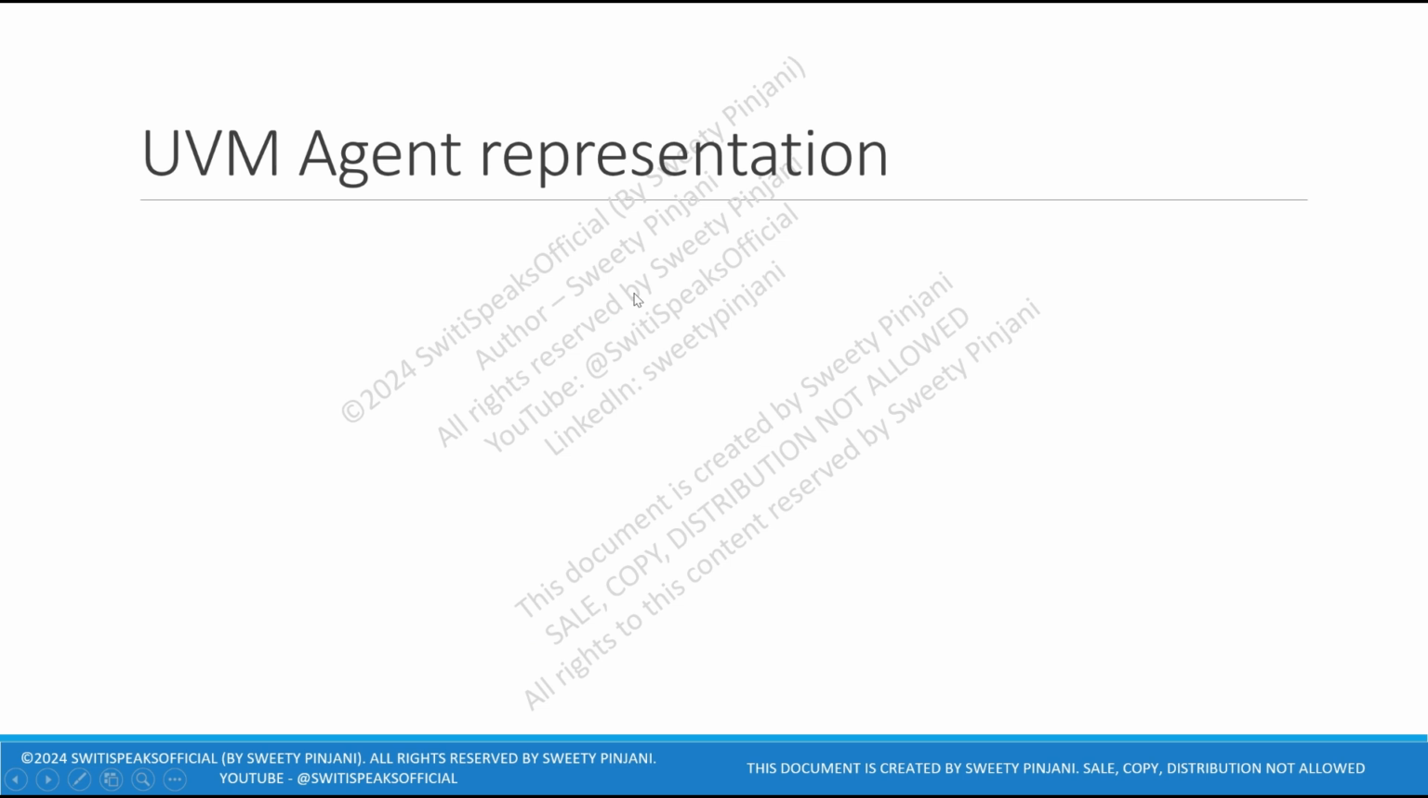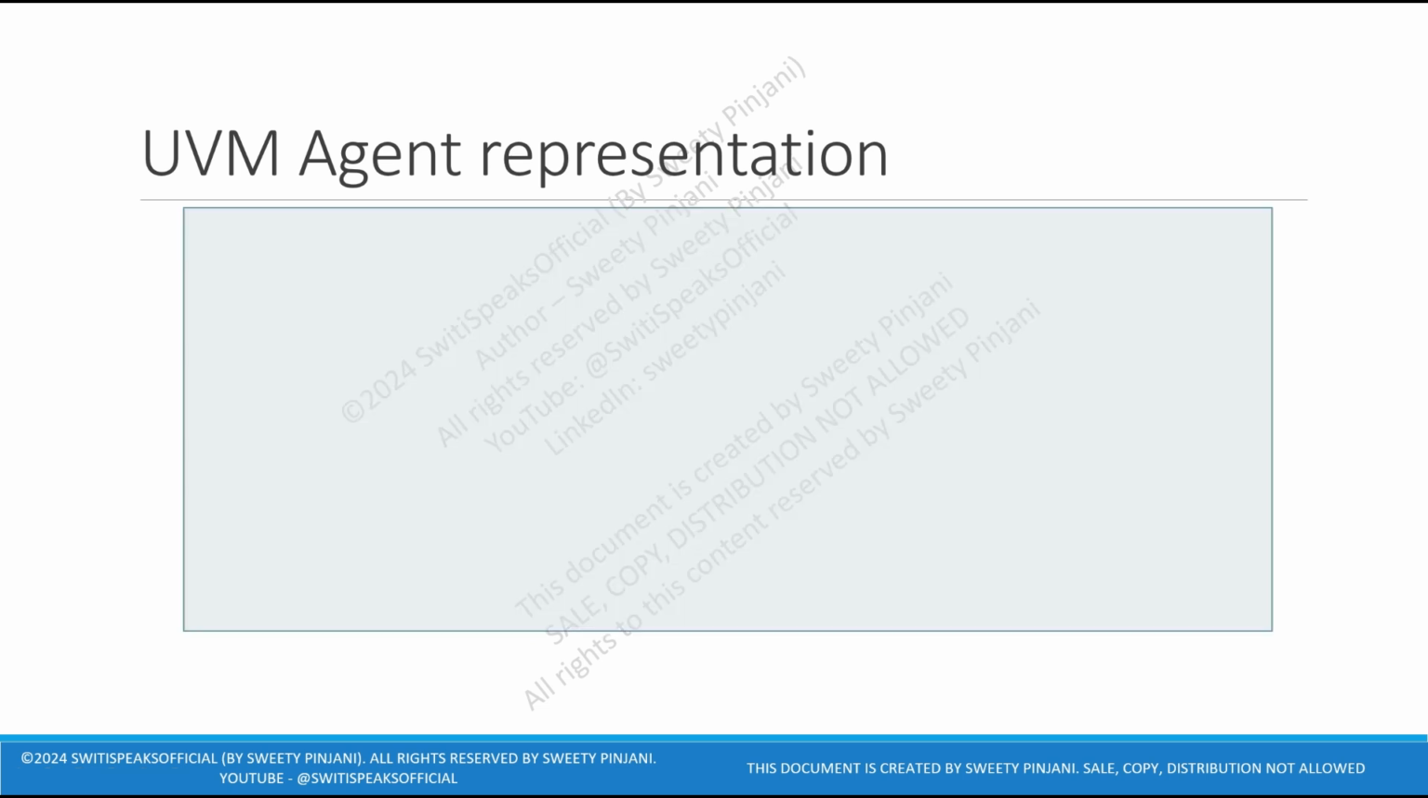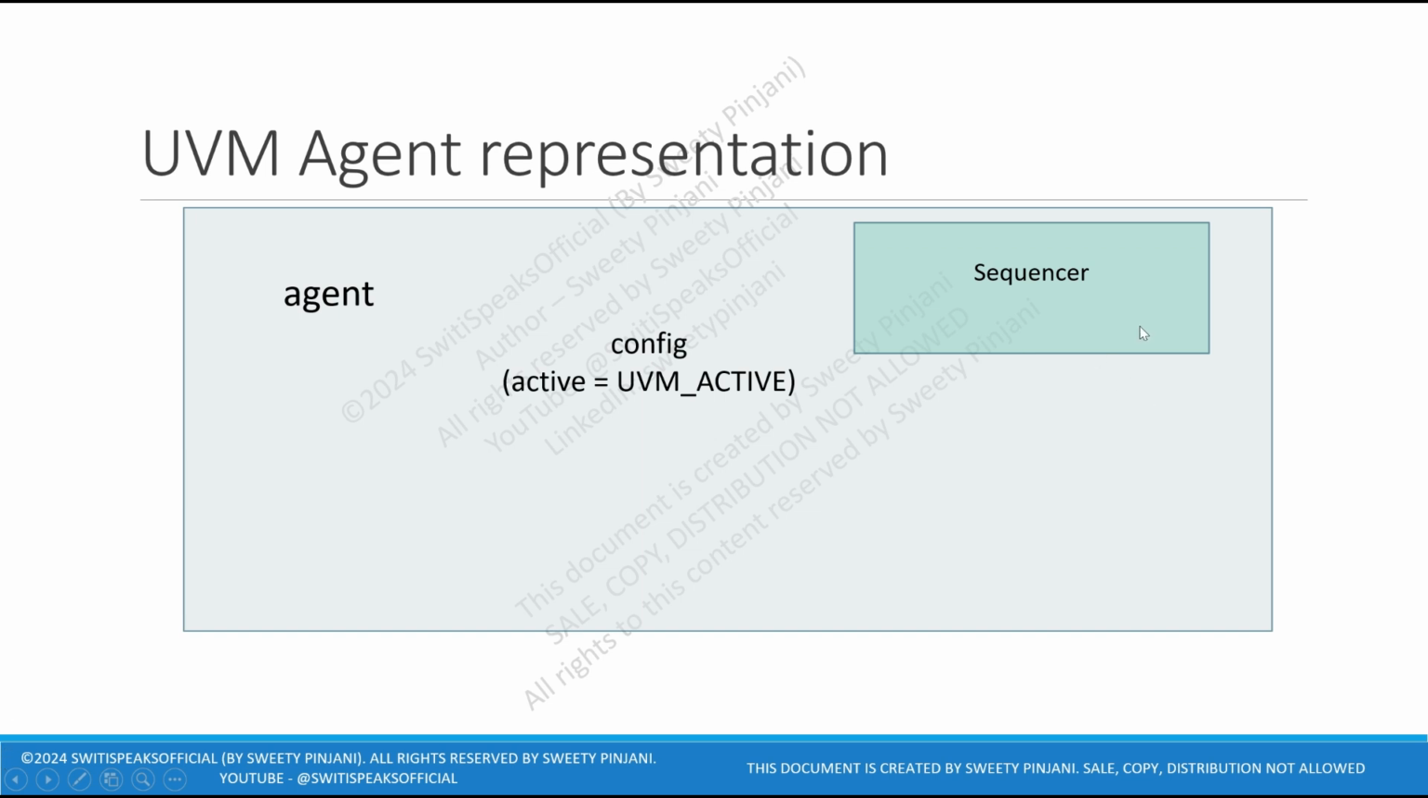Let's understand diagrammatically what the agent is. I told you that agent can be of two types. It can be active or it can be passive. In case of active, you will have all three components, which are sequencer, driver and monitor. We are seeing an example wherein your agent is configured as UVM_ACTIVE. Here you have your sequencer. The sequencer will have sequences. What is sequencer? What is sequence?